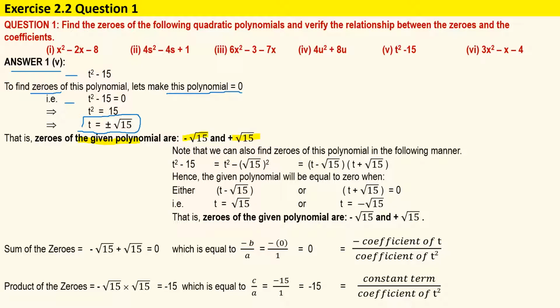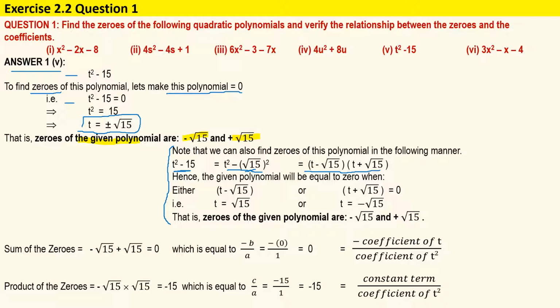In fact, there is another way to find the zeros of this polynomial, and let's see that another way. We note that the given polynomial is t square minus 15, which is of the form a square minus b square, if b is square root of 15. That is, t square minus 15 is equal to t square minus square root of 15 squared. And we know that a square minus b square is equal to a minus b multiplied by a plus b.